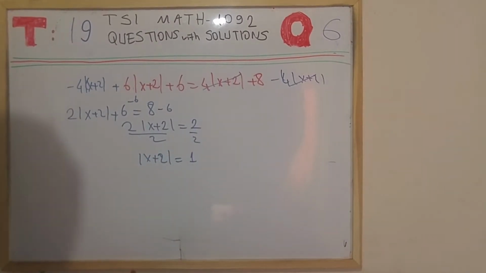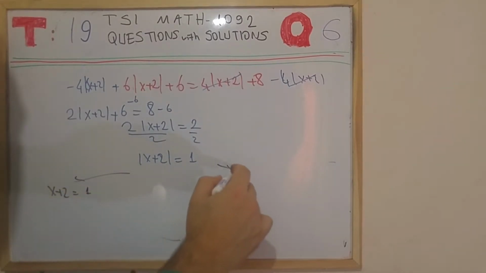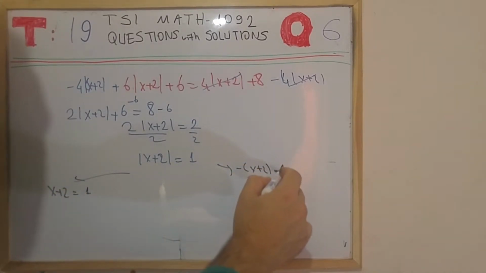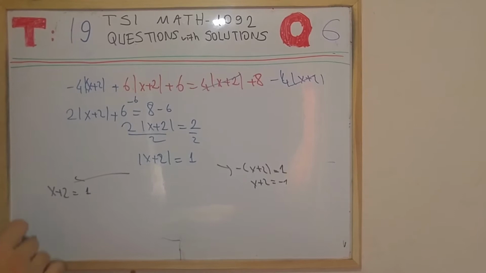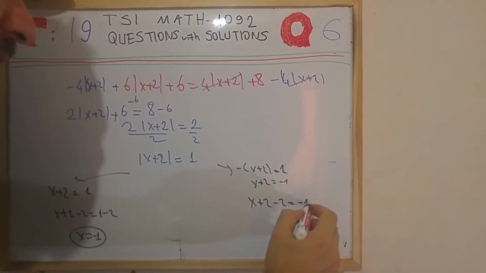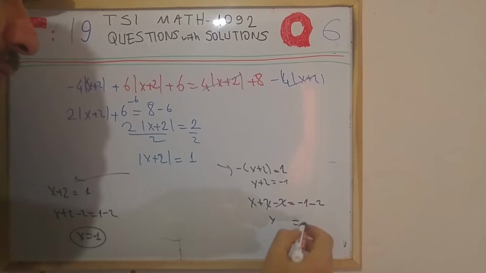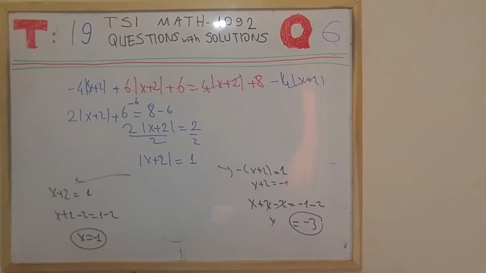Now let's divide this equation into two parts, where the first one is x plus 2 is equal to 1, and in the other part minus x plus 2 is equal to 1, or x plus 2 is equal to minus 1. If x plus 2 is equal to 1, then when I subtract 2 from each side, 1 minus 2, x would be equal to minus 1. In the other case, when I subtract 2 from each side, minus 1 minus 2, x would be equal to minus 3. So my solution set consists of these two numbers.